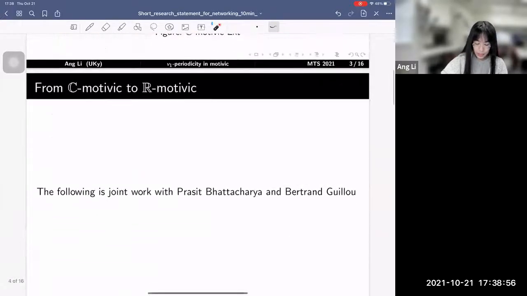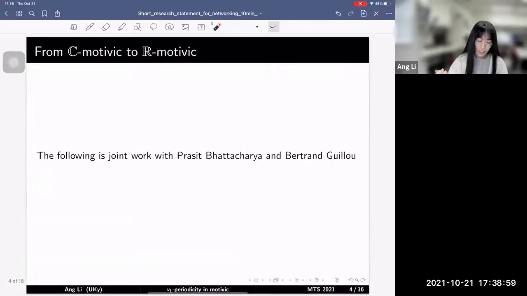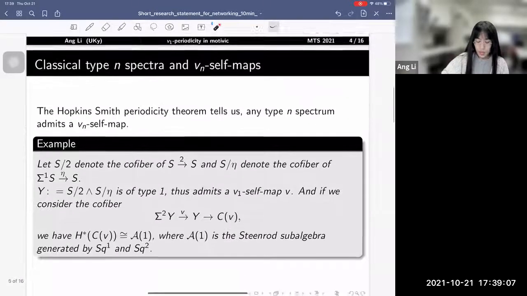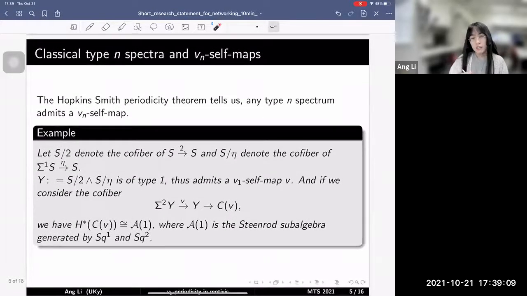So great, and then I switch gears to R-motivic. That's joint work with Prasit Bhattacharya, Bertrand Guillou, and Weiser. Our motivation arises from chromatic homotopy theory. So we know there's a periodicity theorem connecting the notion of type n spectrum with v_n-self-map.